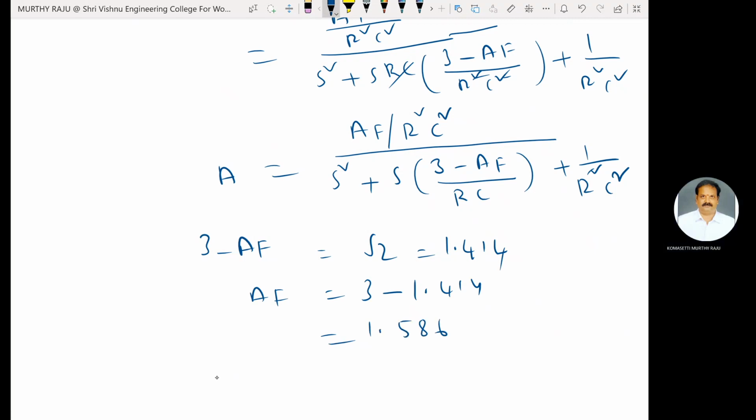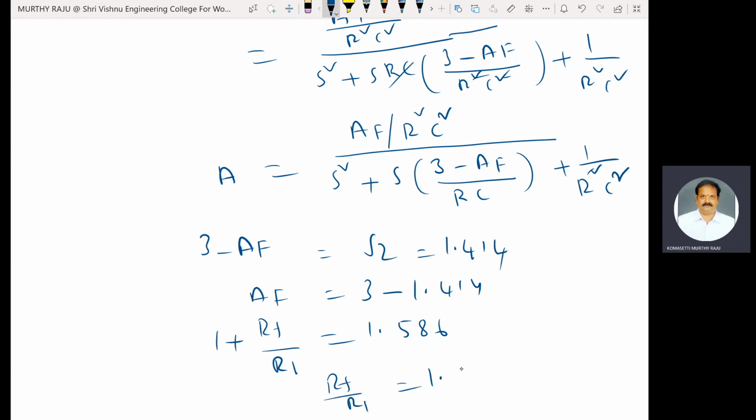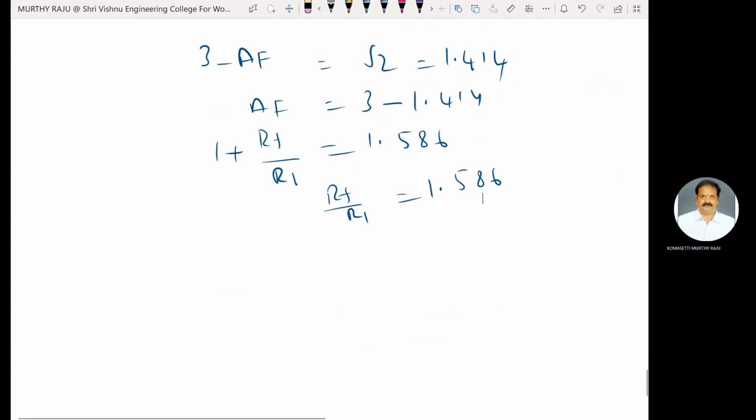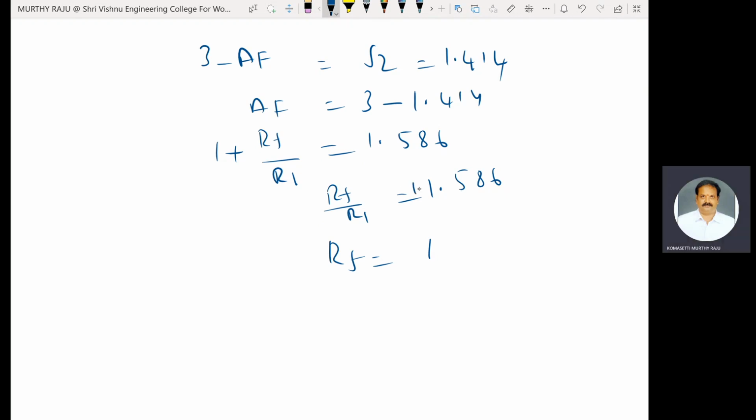1.586. We know that AF is equal to 1 plus RF by R1. Therefore, RF by R1 is equal to 1.586 minus 1, that is equal to 0.586. Therefore, RF is equal to 0.586 R1.